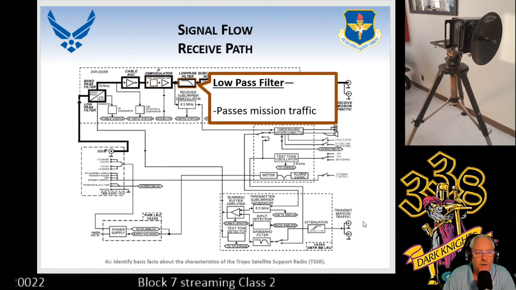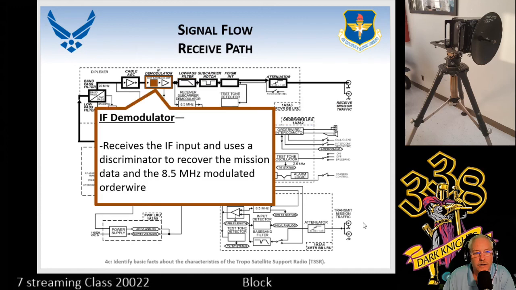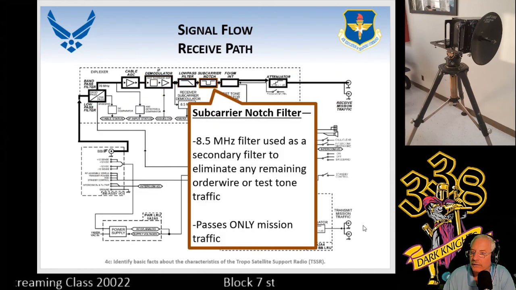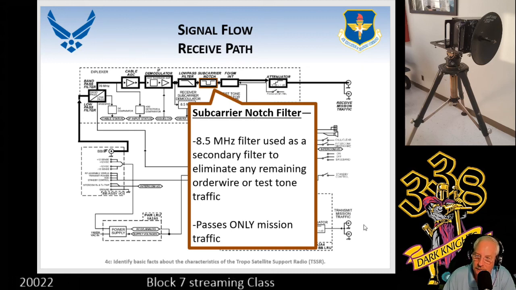We're going to come through something called a low-pass filter. This is going to start passing most of our mission traffic and weeding out the 8.5 megahertz. Because the low-pass filter does not 100% get the order wire out, we depend on this notch filter to get rid of it if it accidentally passes through. Not all filters are 100%, by the way. This one is pegged for 8.5 megahertz.